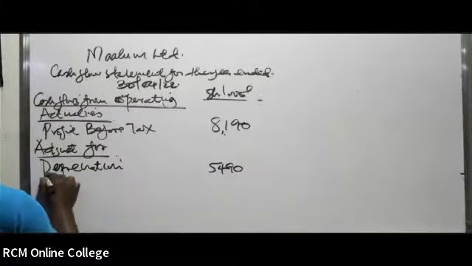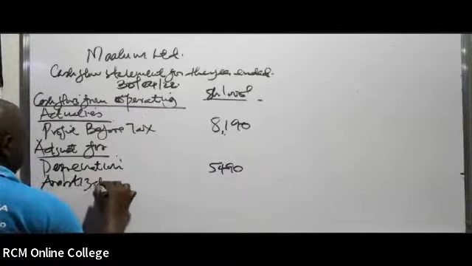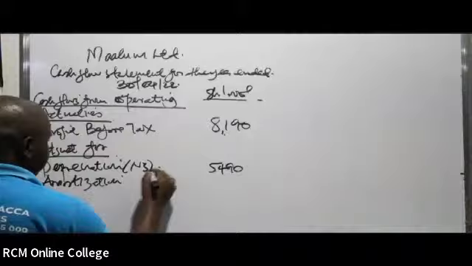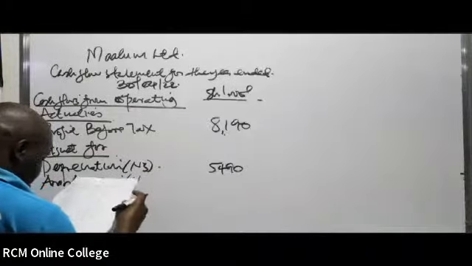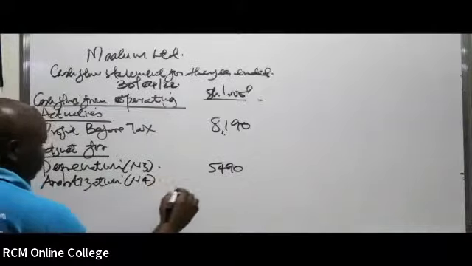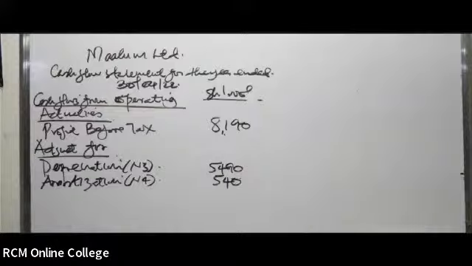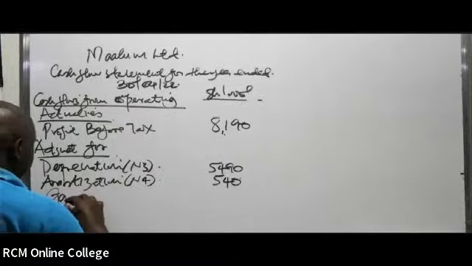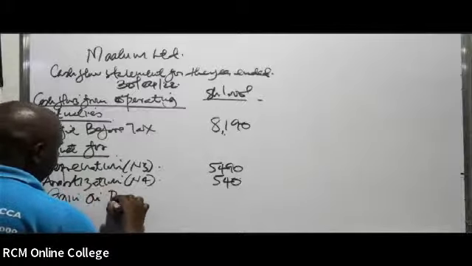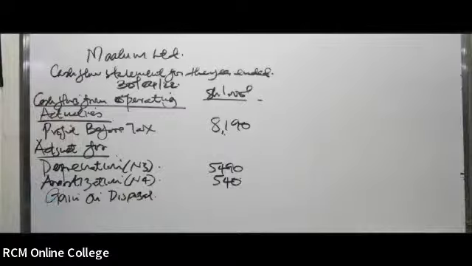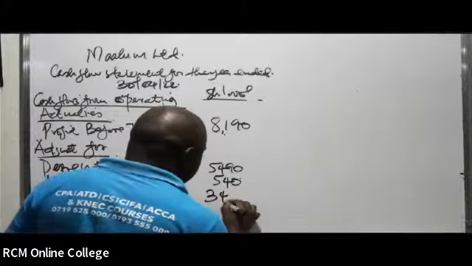We also have amortization. This depreciation is as per note number 3. This one is as per note number 4, in this case an amount of 540. We also had a gain on disposal. It was in our working. We did a working and we got a gain of 345. So this one we deduct 345.